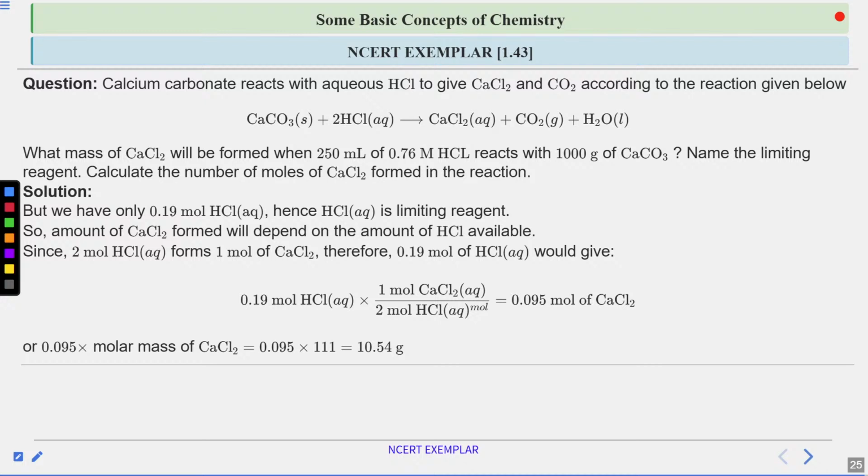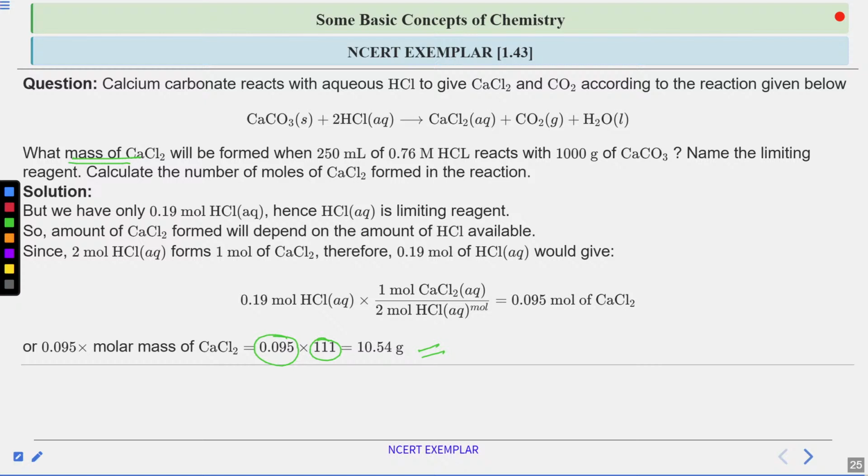Now we can calculate the mass also of the CaCl2, which was our last question. It will again be given mass into molar mass, which is 10.54 gram. So this was all about this question. If you have any issue with this question, you can ask now at any point if you don't understand. So just go through this calculation once again. If you have any issue, you will get it.